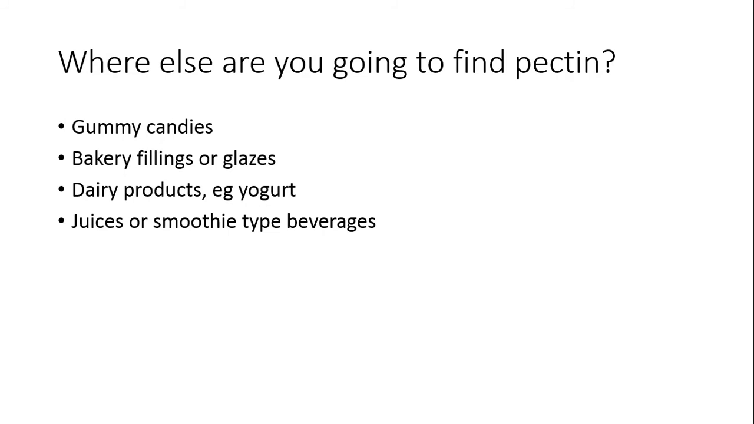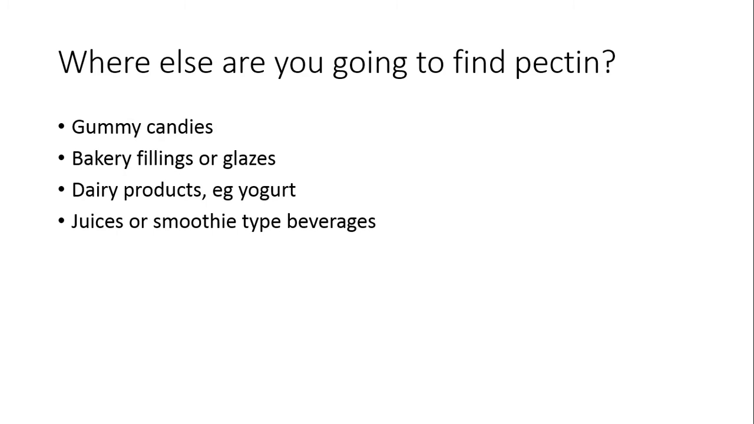So where else do you find pectin? In gummy candies. Many of the gummy candies that would otherwise be using gelatin are switching to pectin because it's a vegetarian, vegan-friendly product. And so you can get that nice gelling, gumming sort of texture without having an animal product within your candy.